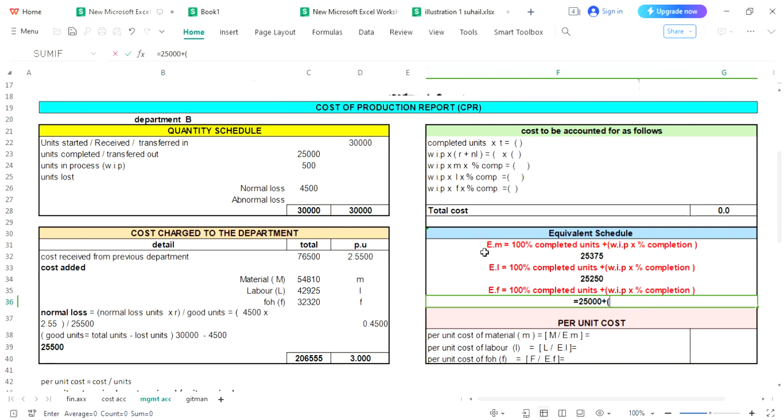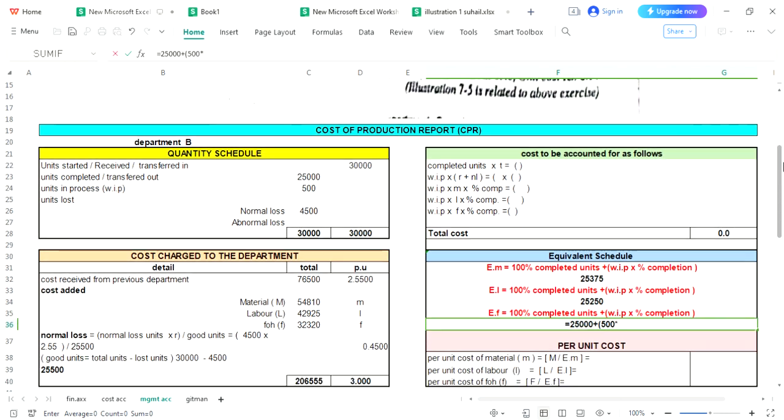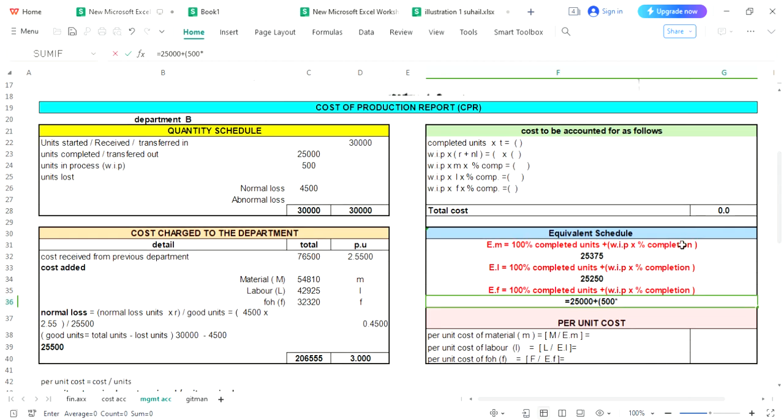Then you need work in process. Come here, work in process is 500. So put 500, and then you need to put the sign of multiply, and then percentage completion for equivalent of FH. We have seen 50% was given for both. Here you have 50% and you are taking this 50% for conversion. It means the same percentage would be used for labor and FH. 50% was used for labor and now we will use 50% for FH as well. 50% means 50 divided by 100, and that means 0.5 would be the amount.